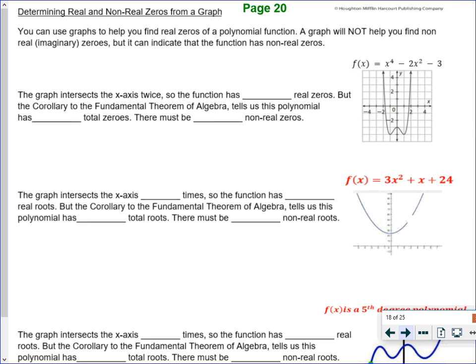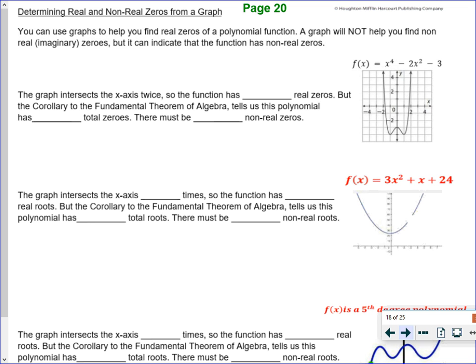All right, but the one thing is a graph will not tell you what your non-real or imaginary zeros are. A graph does not have any plots or any numbers for the imaginary numbers. We only look at the real numbers when we're graphing something on a grid. So we can figure out exactly how many non-real zeros we'll have, because remember, the total number of zeros of a polynomial will equal the total number of real roots plus the total number of imaginary roots. And that's exactly what we're going to be doing today.